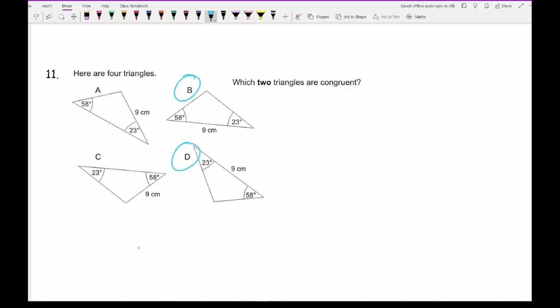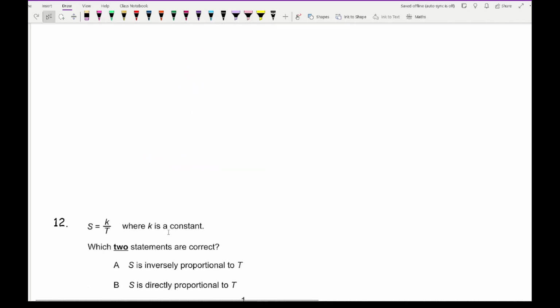The reason for that is because our 9 centimeter line is on the same line of the 2 angles of 23 and 58, whereas on A and C, they're all on opposite either side of the triangle.